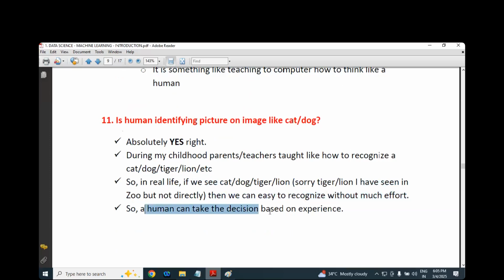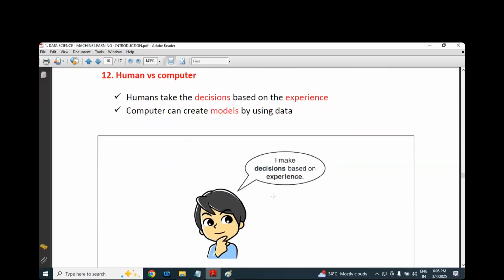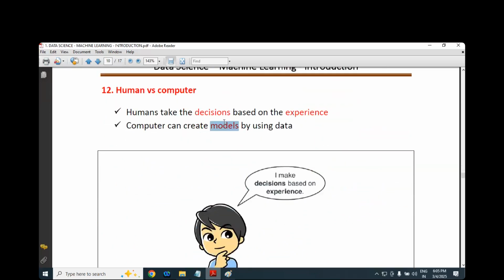Human can take the decision based on experience. I mean to say, suddenly a cat came. Previously we already experienced this is the cat. Now we are taking the decision from our experience. Experience matters. For an ML algorithm also, we need to give that experience by using the data. I will show you one small diagram. Human can take the decision based on experience. Computer can create models by using the data.